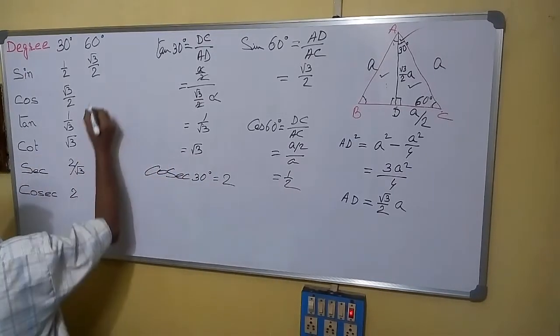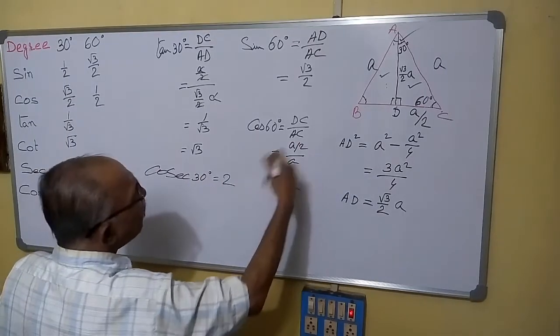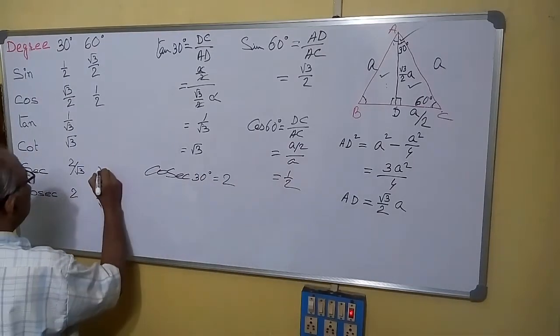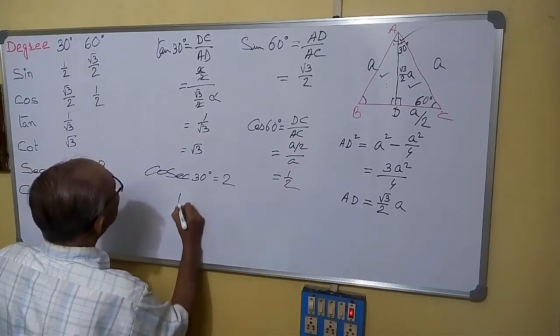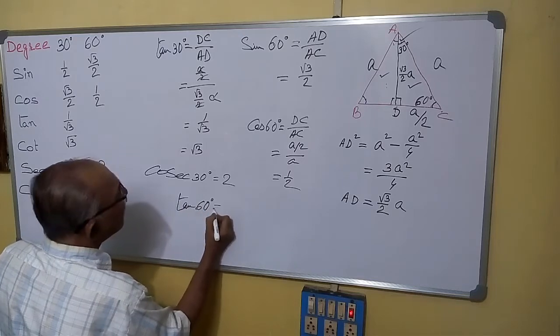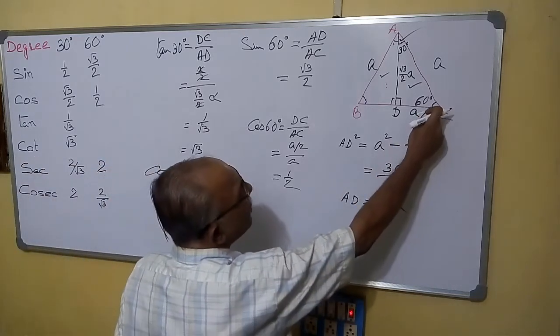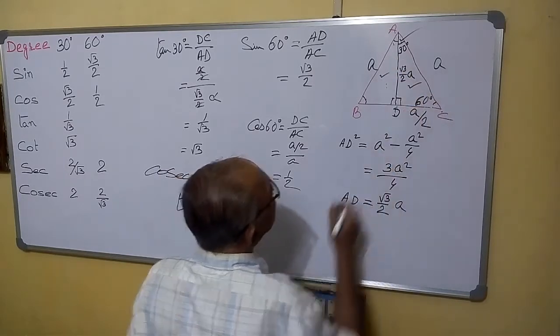So cos 60 is becoming half. Similarly, sec will be opposite of this one, so you can write sec 60 is 2. Tan 60: now if we are doing tan 60, tan of this angle is perpendicular by base. This is perpendicular, this is base.